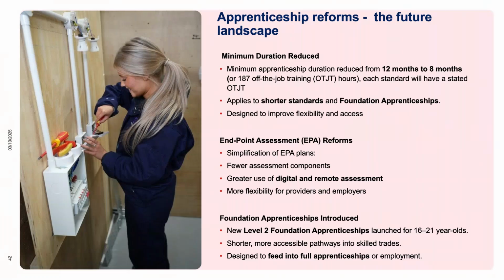So the minimum duration has been reduced. The minimum apprenticeship duration is reduced from 12 months to 8 months. This also affects the off-the-job training, which we'll look at shortly. So now each standard will have its own stated off-the-job training. It applies to shorter standards and foundation apprenticeships designed to improve flexibility and access. Endpoint assessments: simplification of EPA plans, fewer assessment components, greater use of digital and remote assessment, more flexibility for providers and employers.